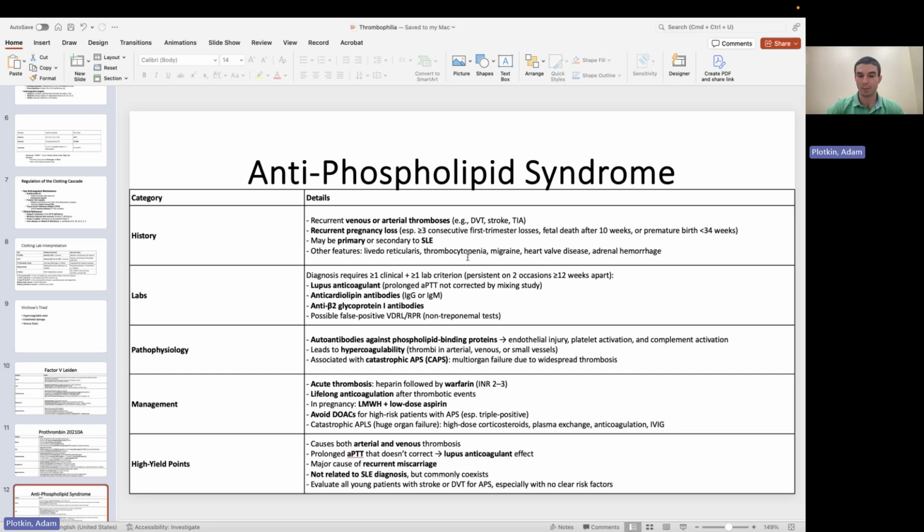We could see thrombocytopenia. The thrombocytopenia is usually secondary to lupus or ITP. ITP loves to run with lupus as well. Story for another day. You might see migraine, you might see heart valve disease, you might see adrenal hemorrhage as well.